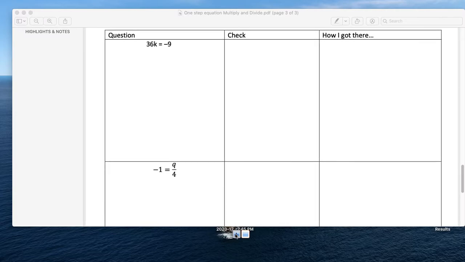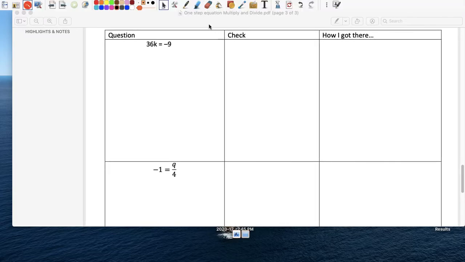Last 3 questions, and again, a bit repetitive. Okay, so we have a variable k. It's being multiplied by 36. And the inverse operation I'm going to use, so if it's multiplied by 36, I have to divide it by 36. So let's do that.